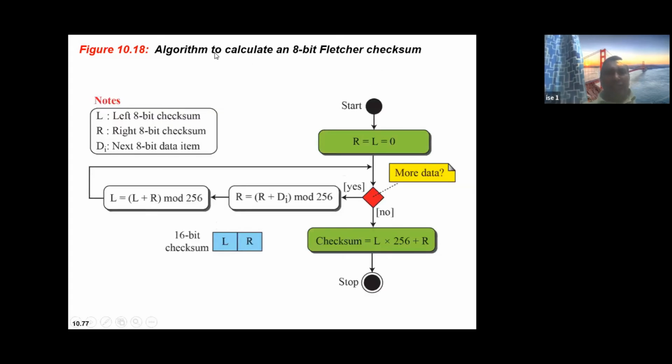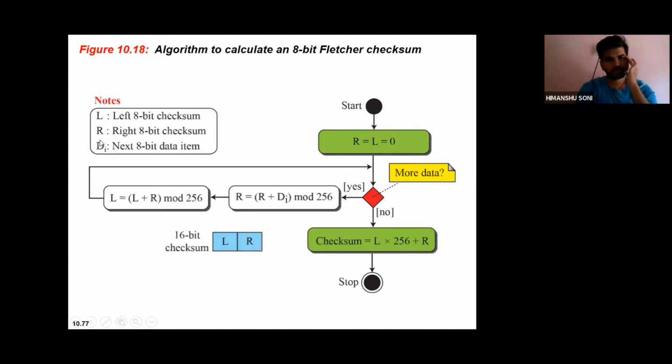So what is the algorithm to calculate the 8-bit checksum? Left and right, I am taking them as 0. You got the idea? So L is what? L is the left 8 bits of the checksum. R is nothing but the right 8 bits of the checksum. Have you understood? I am initializing.